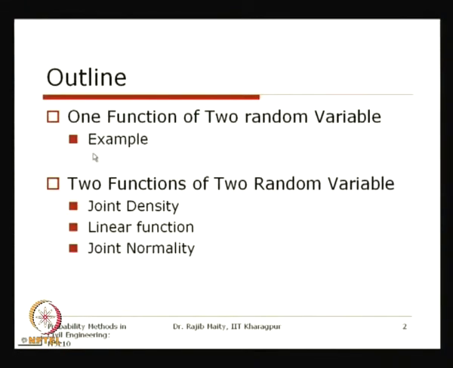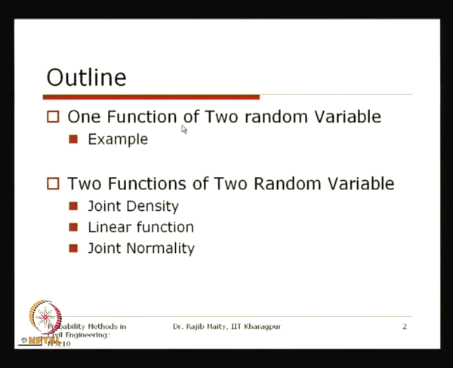So our outline is this. For one function of two random variables, we will put one example, and after that we will go to two functions of two random variables, and we will discuss their joint density, linear functions, and joint normality. This is important because in many cases the random variables are jointly normal, that is, a joint Gaussian distribution is observed, and if there are two new functions, then what are their distribution properties. So to start with, we will take one more example of one function of two random variables.